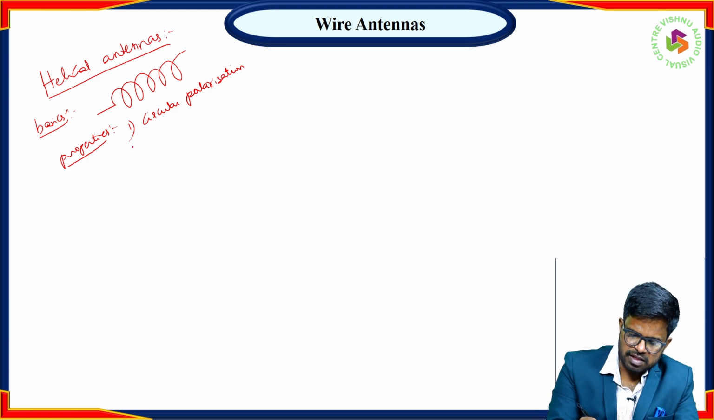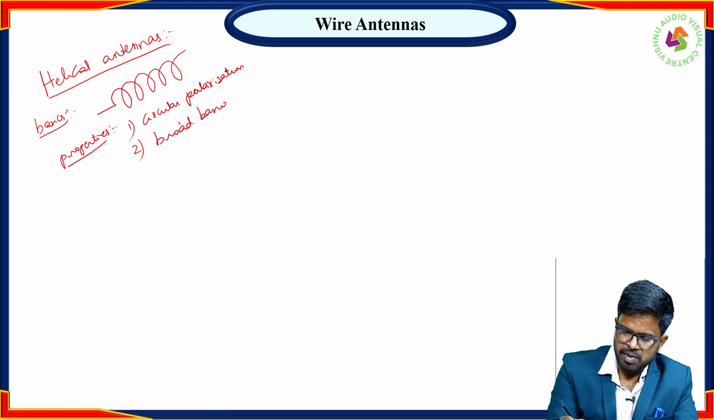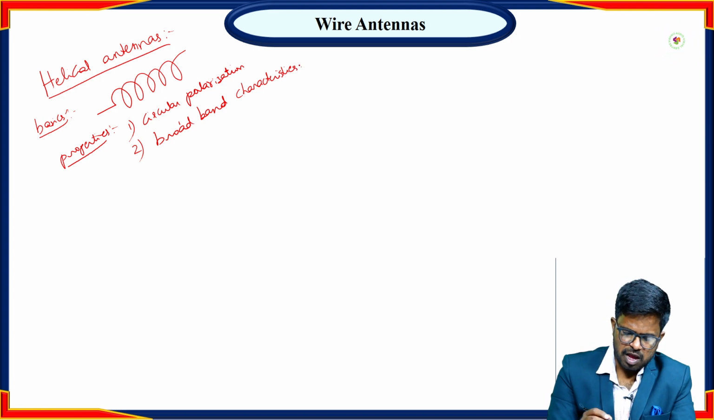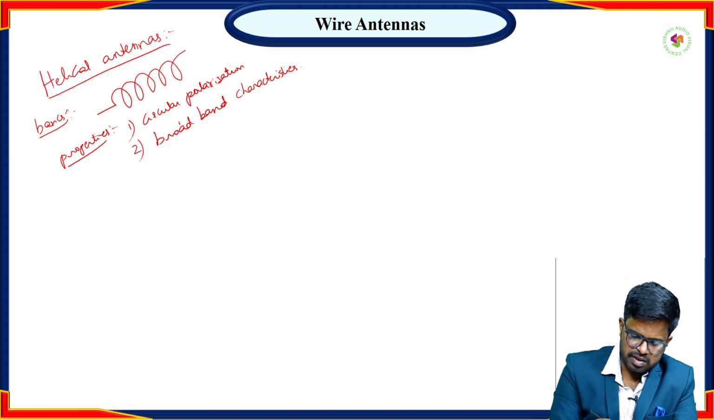And one more property of this one is that they are broadband antennas. They have broadband characteristics. So these are the major advantages of helical antennas. Okay. Coming to construction.